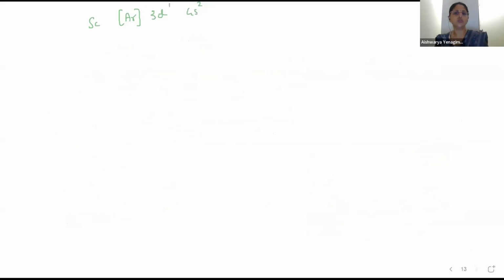Scandium, let me take as an example. Scandium is Ar 3d1 4s2. Here, all three electrons can be lost. Therefore, scandium can exhibit the oxidation state of +3.